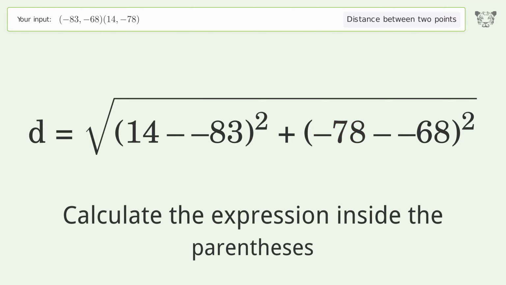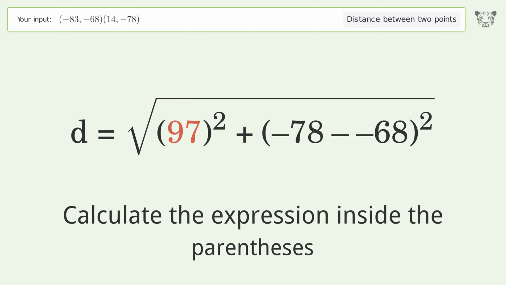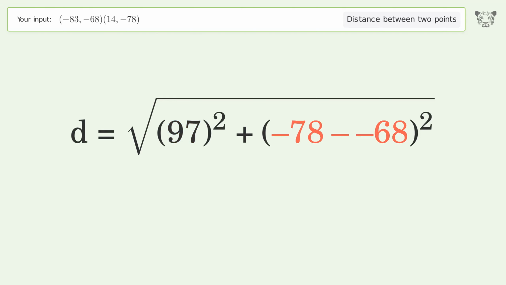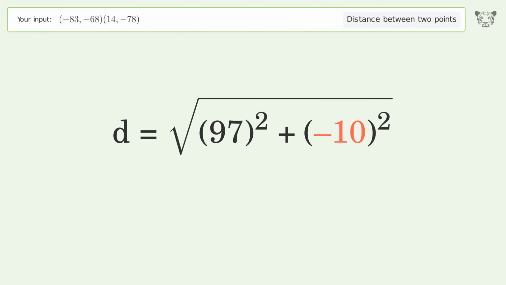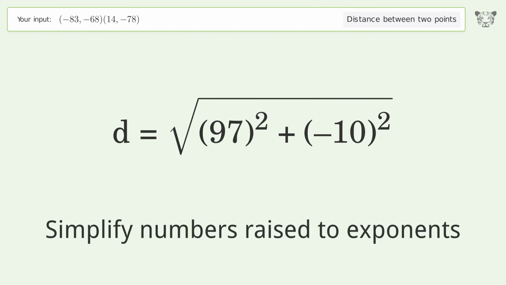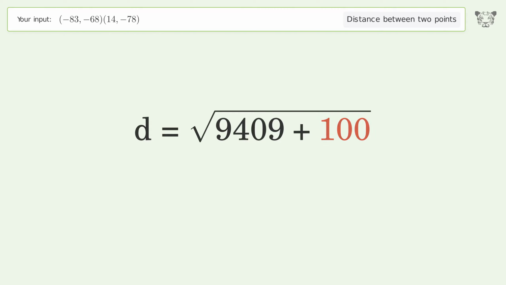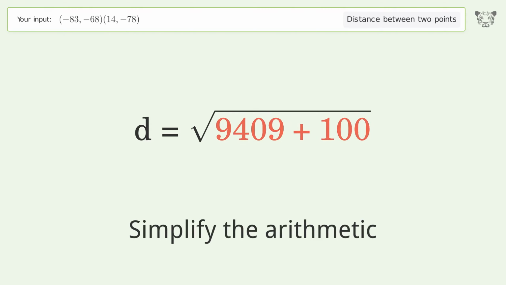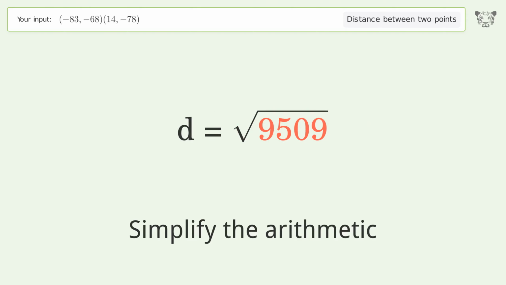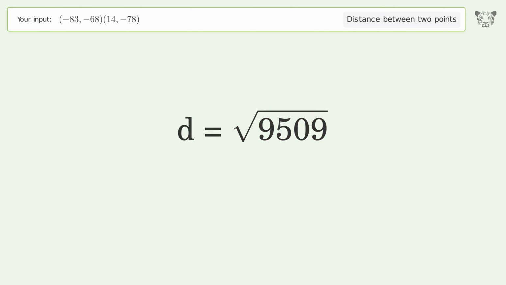Calculate the expression inside the parentheses. Simplify numbers raised to exponents. Simplify the arithmetic. And so the distance between the 2 points is the square root of 9,509, or 97.514.